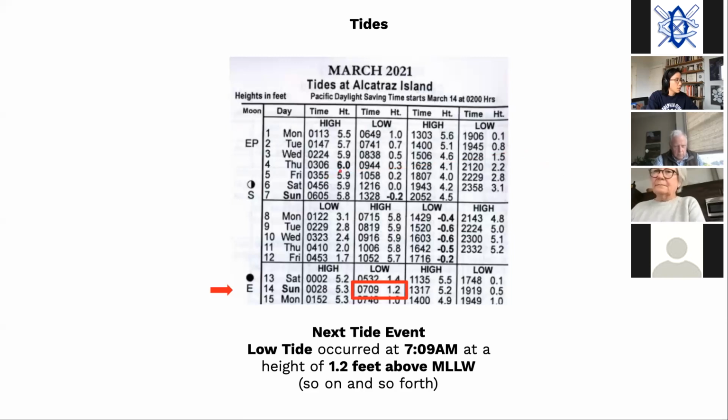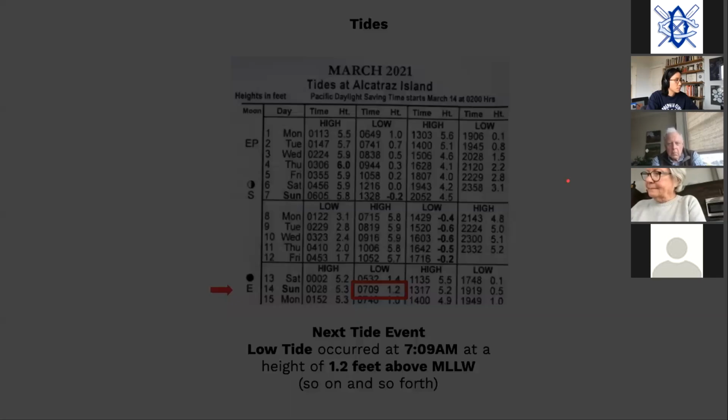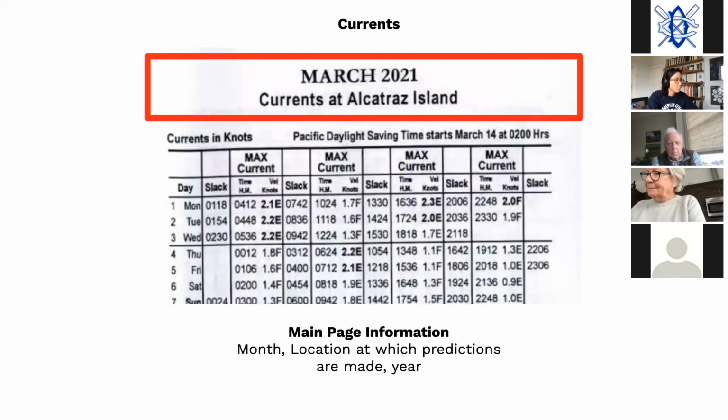One thing to note, you'll see some of these numbers are bolded. I believe tides of 6 feet and higher are bolded, and then those below zero are bolded as well. Just something to note. All right, turning to the other side of the spread, we have currents.